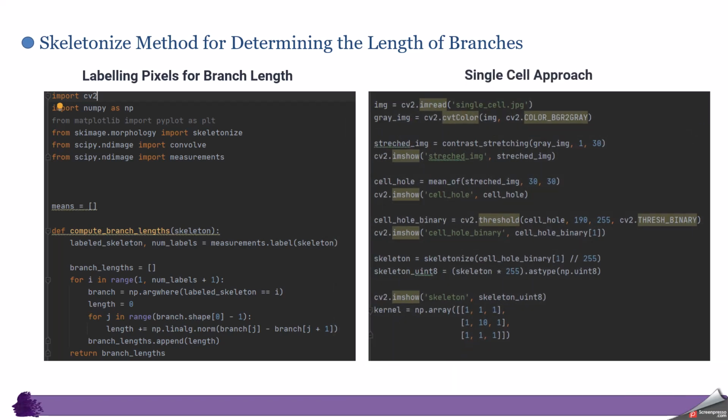After the labeling process is completed, for each label, the function identifies its corresponding pixels using the NumPy argwhere function. For each pair of pixels in the branch, it calculates the Euclidean distance between them. This distance corresponds to the length between two pixels. The final length of the branch is the sum of these lengths, as shown in the code.